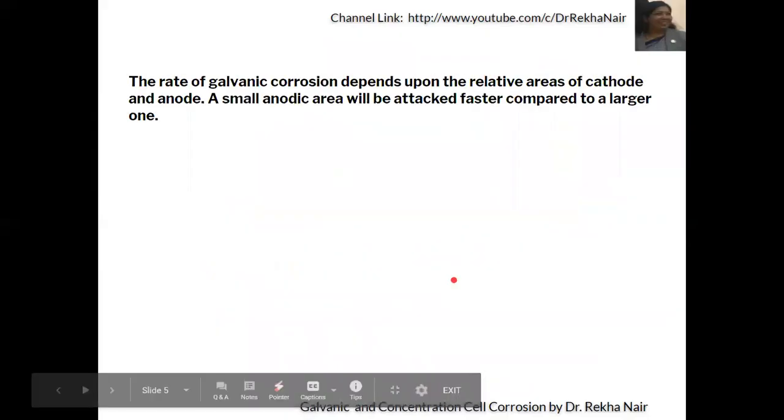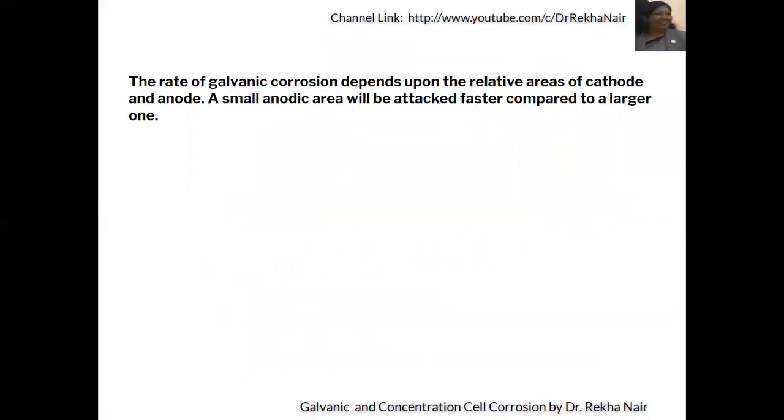The rate of galvanic corrosion depends upon the relative areas of cathode and anode. The smaller the anode, the more the rate of corrosion. So you can see the rate of attack is directly proportional to the area of cathode upon the area of anode. It means that the larger the area of cathode, the more the rate of attack. The smaller the area of anode, the more the rate of attack.